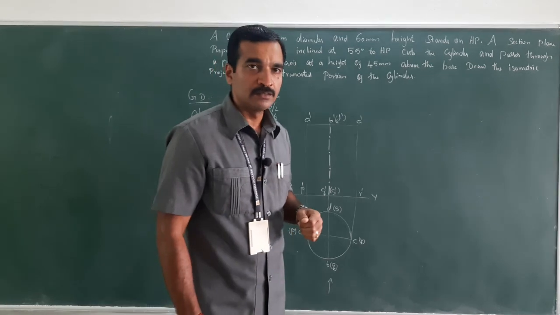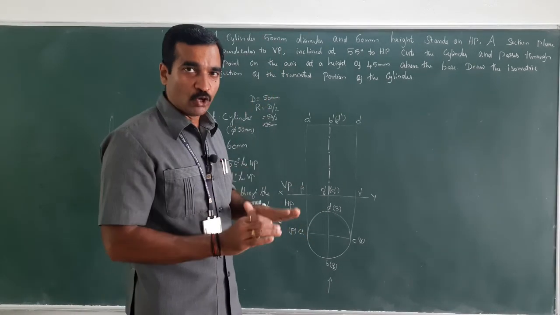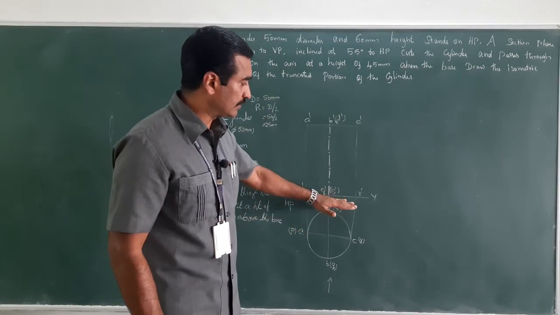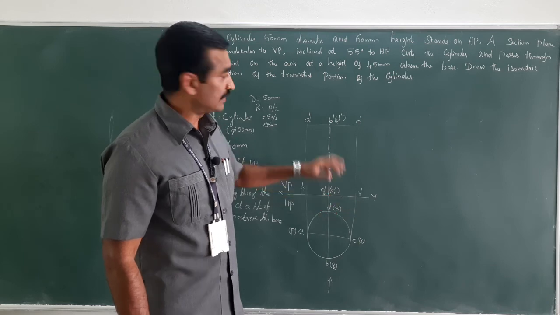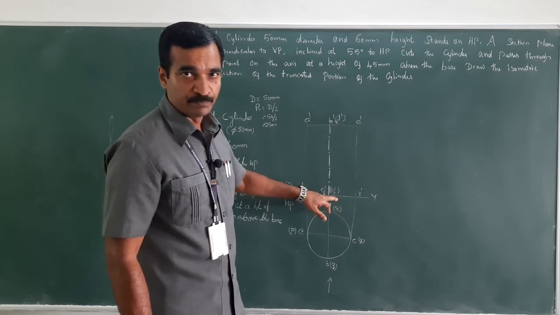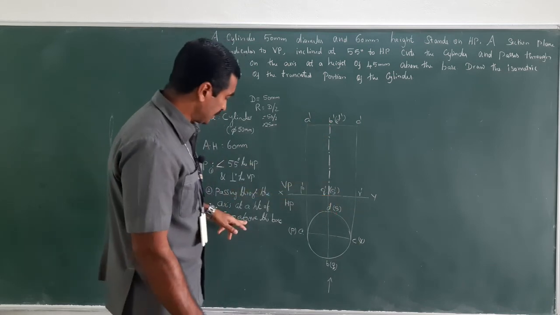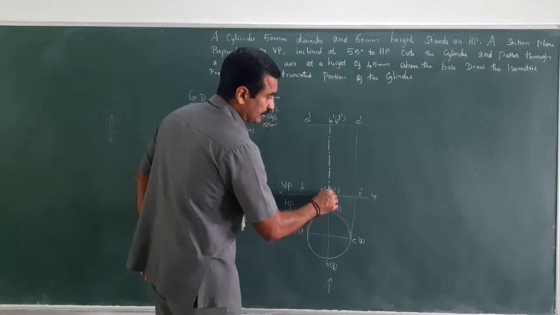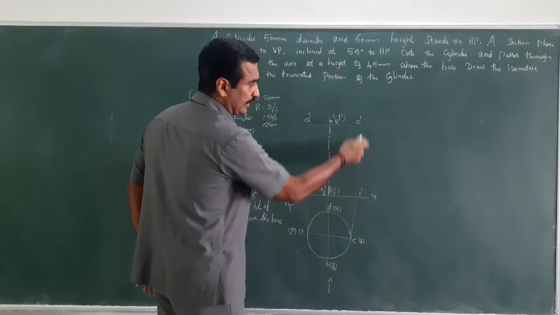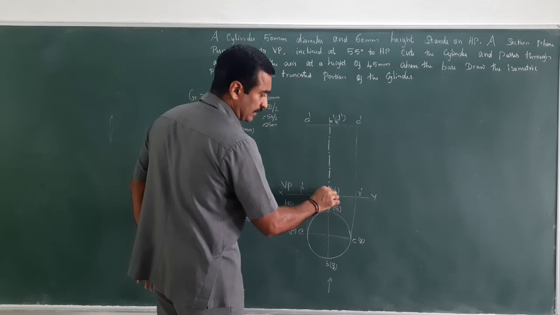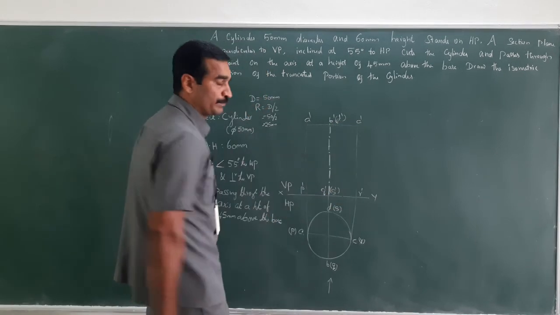Where is the base? If it is mentioned as base alone, then you have to take the resting base. This is the top base, this is the bottom base. So 45 mm above the base. So from here, take 45 mm. The total height of the cylinder is 60. So from the reference line, take 45.